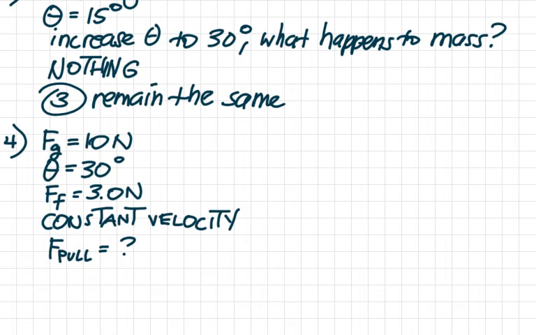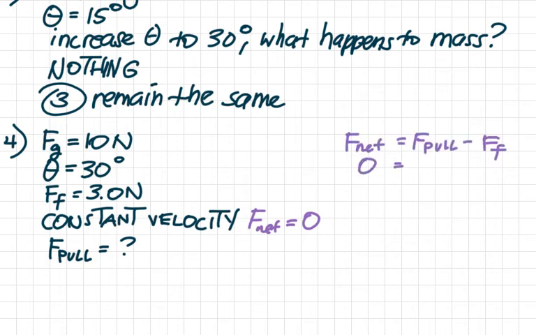Well, the constant velocity bit, remember, means that the net force is 0, and if we're interested in the pulling force, net is pull minus friction. We know that our net force is 0, and we know that our friction force is 3 newtons. So the pulling force must be 3 newtons, right? Great. 3 newtons is choice nothing. What? 3 newtons isn't there. There must be something else going on.